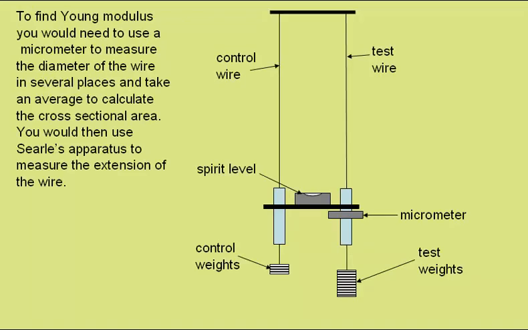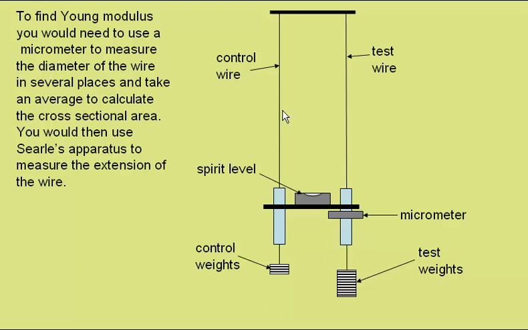To find Young modulus for a material, you would need to use a micrometer to measure the diameter of the wire in several places and take an average to calculate the cross-sectional area. You would then use something like Searle's apparatus to measure the extension of the wire.